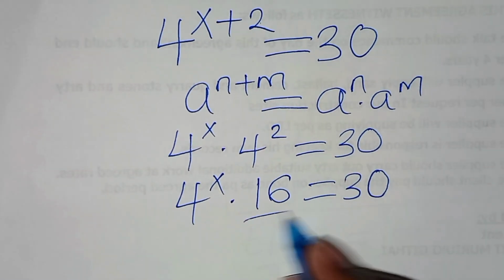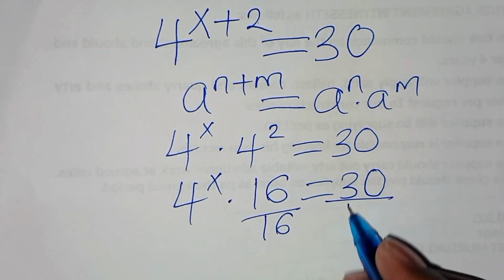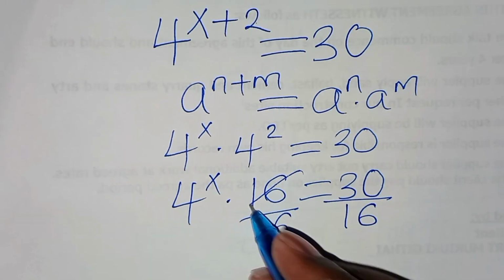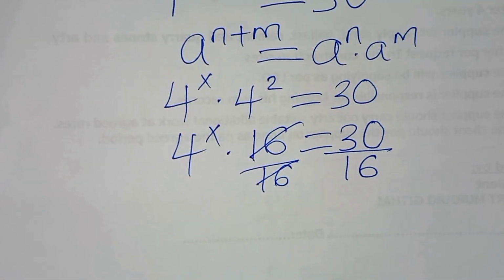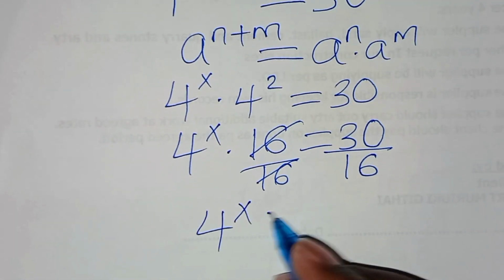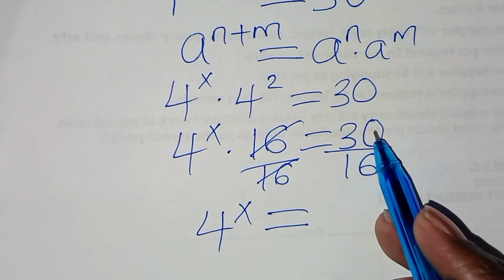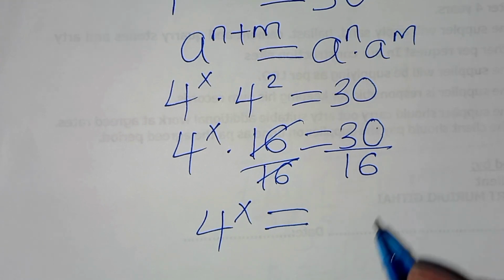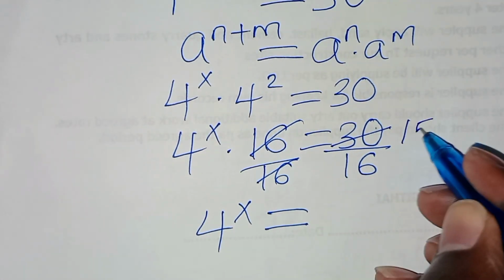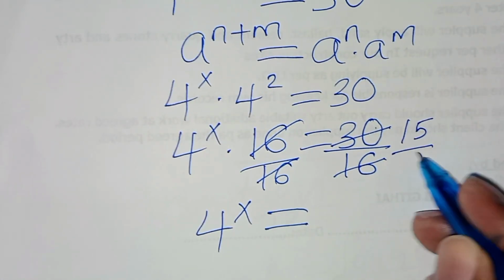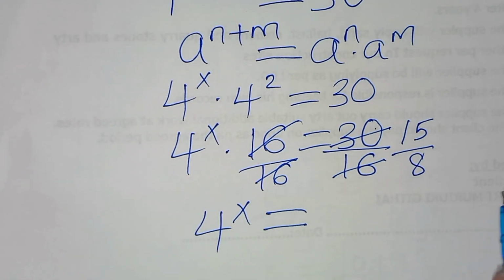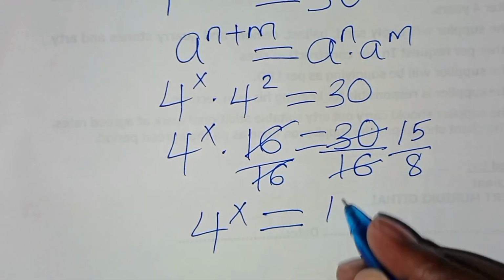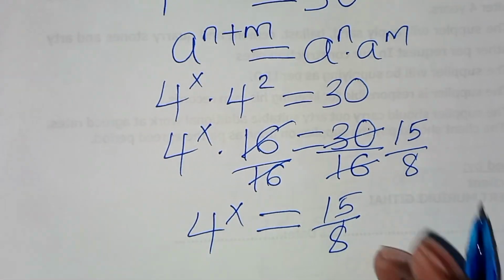Let's divide both sides by 16, so that now here we'll have 4 to power x is equal to, now we have 30 divided by 16. So we can divide here by 2, this is 15. By 2 here, this is 8. Now, we have 15 divided by 8.